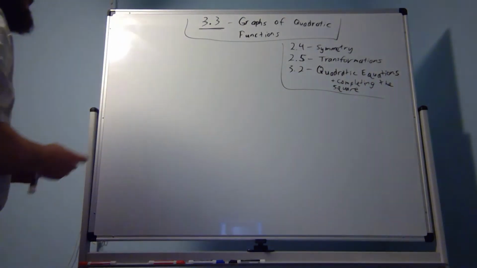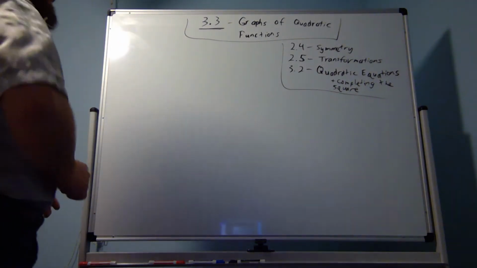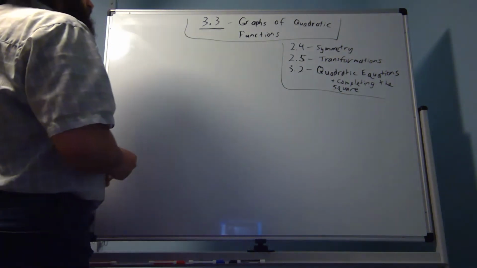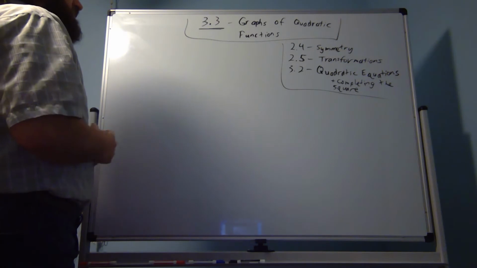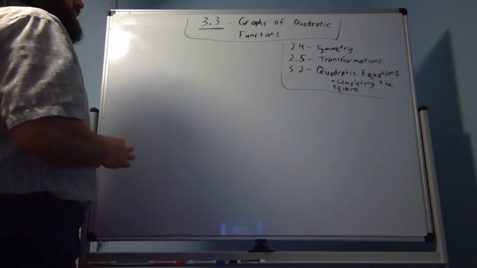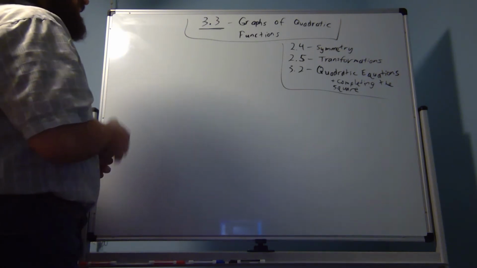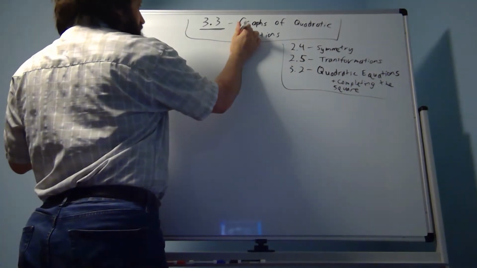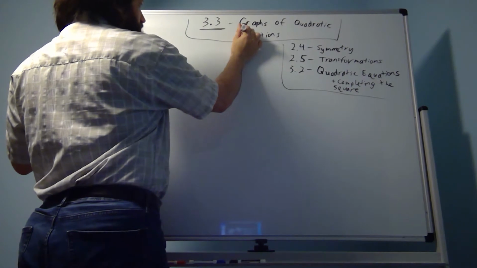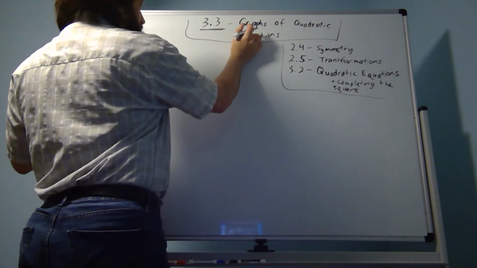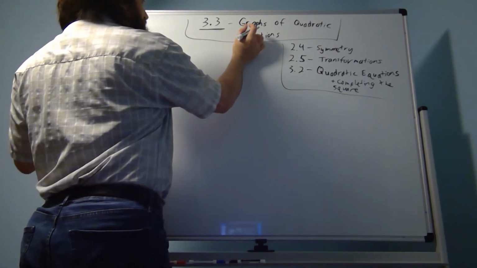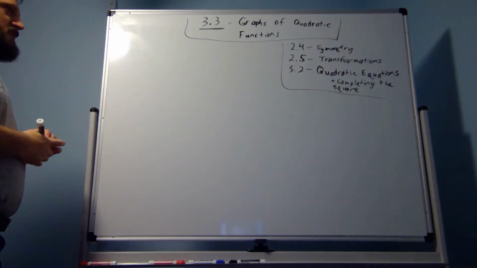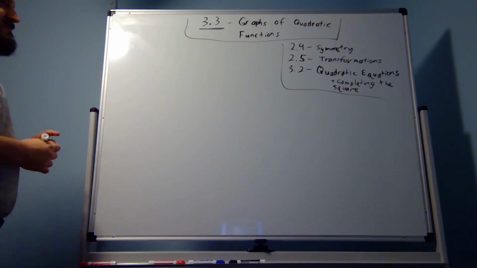All right, so let's do section 3.3. This is graphs of quadratic functions. Quadratic functions are one of the most well-behaved types of functions. It's not quite as well-behaved as linear. Linear is maybe the simplest one that's still interesting. This one is slightly more complicated and also slightly more interesting. So we get to do a few different things with these. They come up fairly often.